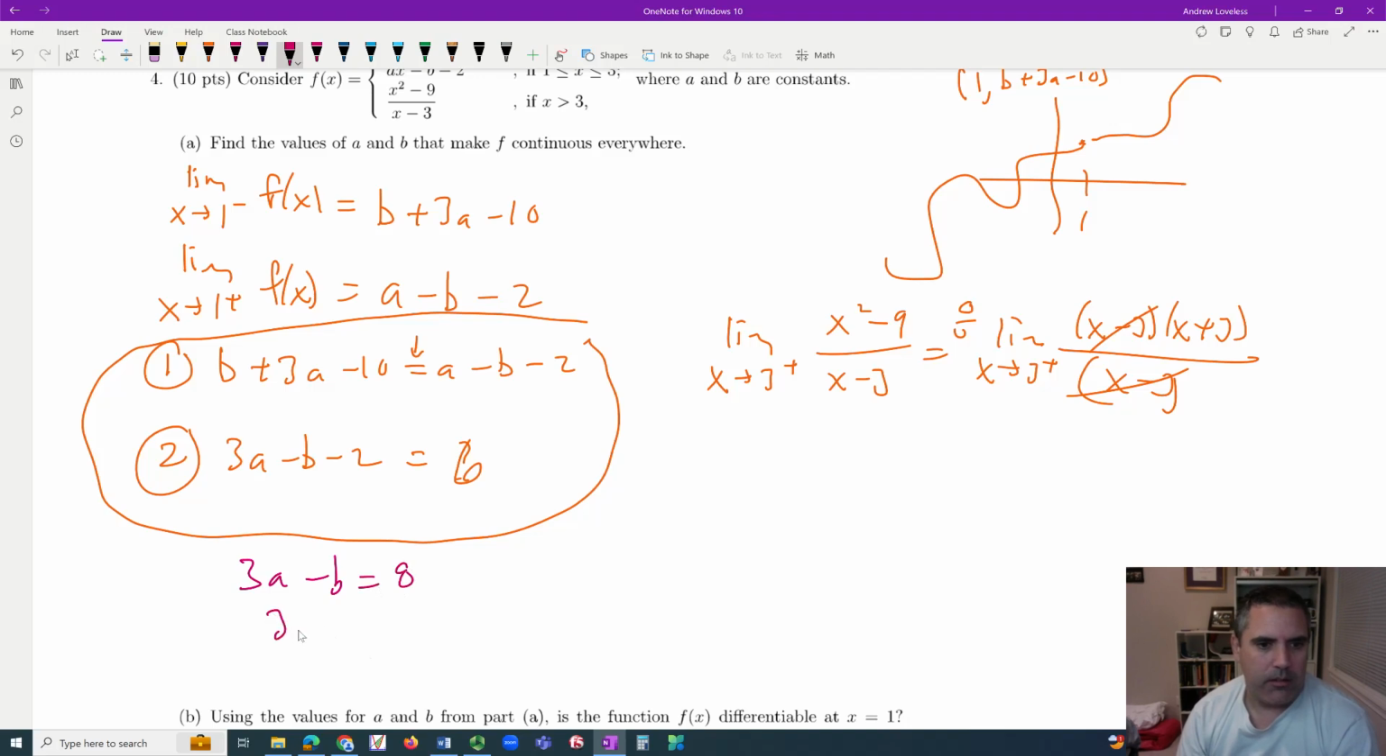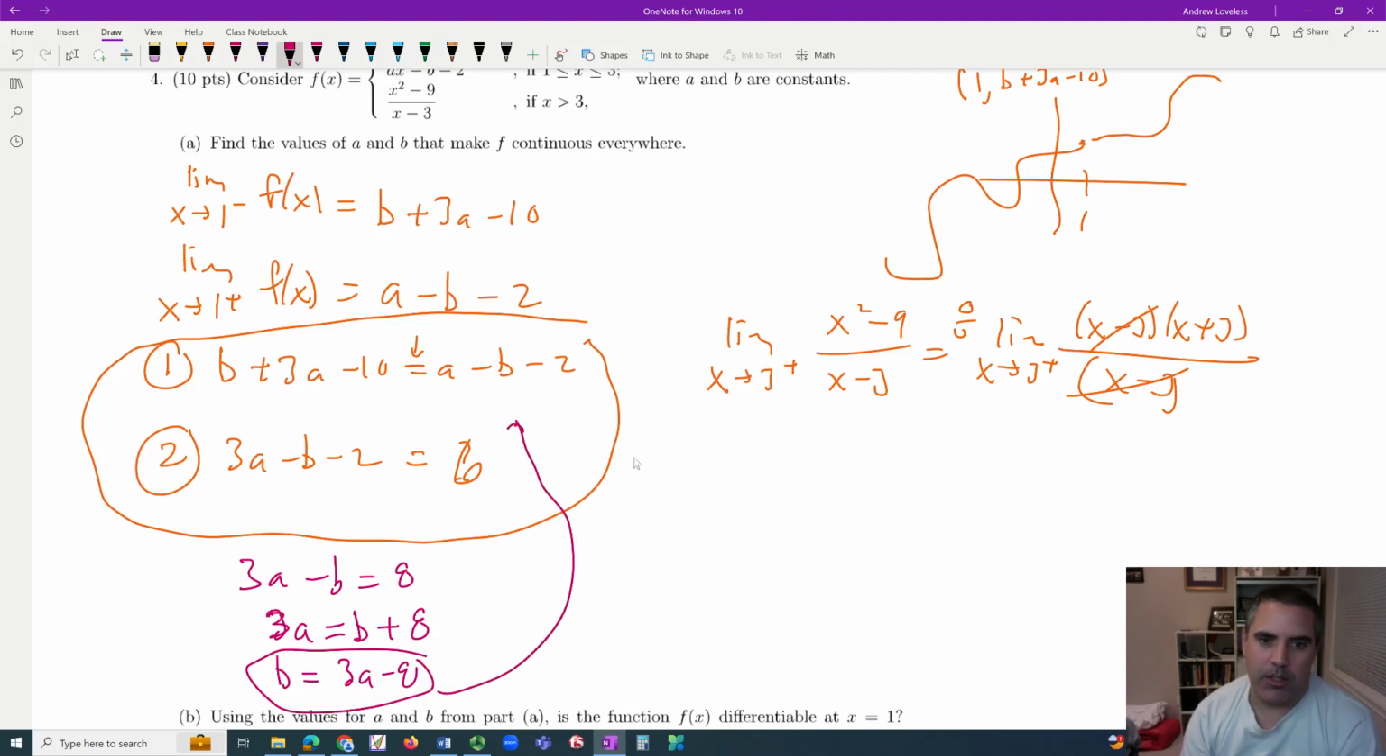I get b, maybe 3a. At this point, there's so many ways to go. But probably I would solve for b and write b is 3a minus 8. And then I would shove this in here. I probably would simplify equation 1 first.